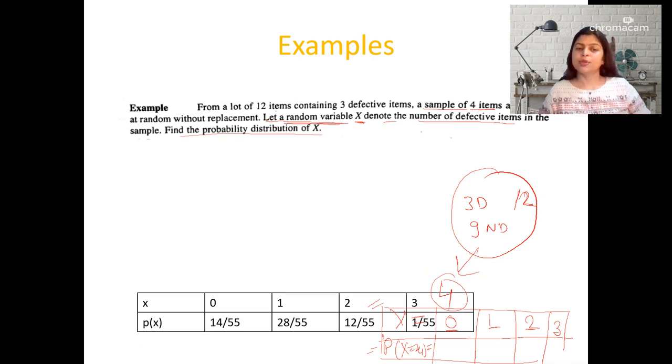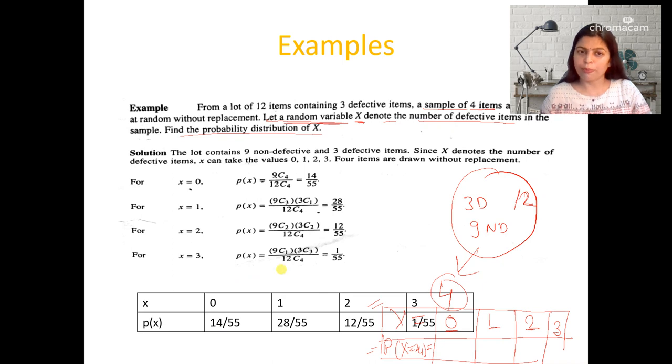If you solve this problem, you will get the probability for x equals 0 as 14/55. How? Because if it comes in the examination, you have to write it in the proper way. For x equals 0, we have to use this formula, because out of 9 non-defective items we are getting 4 fresh pieces. So this would be our numerator, and in the denominator we have total 12 items, out of which we are getting 4. So this will give us 14 by 55.